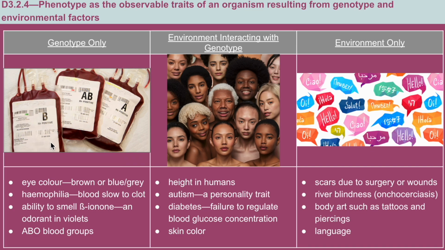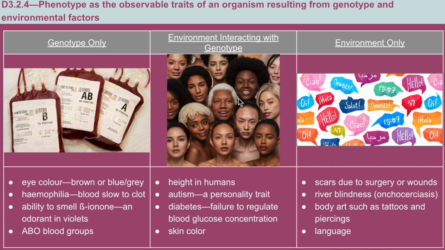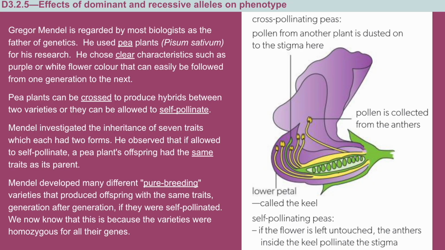Now, traits can either be just genotype that actually controls them. For example, the blood type, the ABO blood groups are going to be just based on genotype. Sometimes it's based on environment interacting with genotype. Things like height in humans is coded for in the genotype, but then also environmental factors like nutrition are going to play into the height that the individual actually gets to. And then there are some traits that are environment only, things like scars, language. Okay, those traits are all based simply on environment.